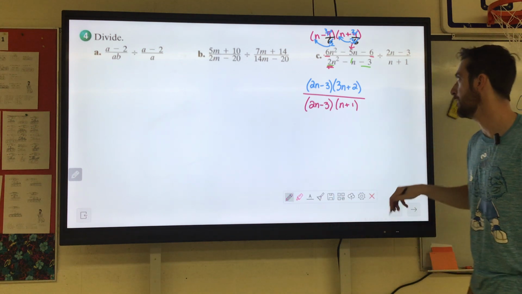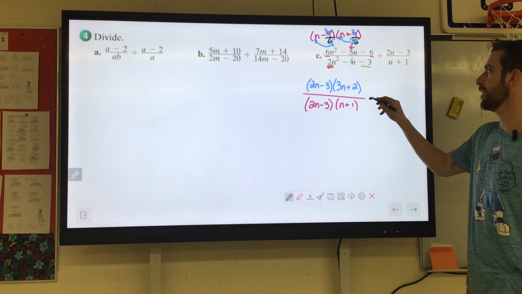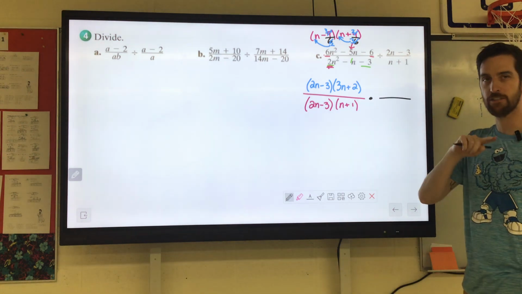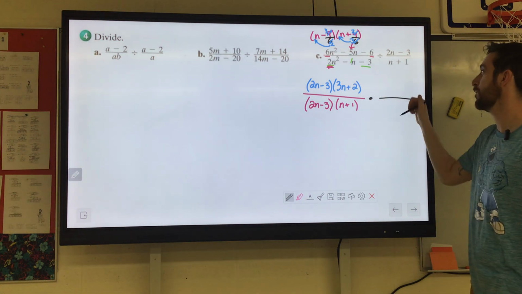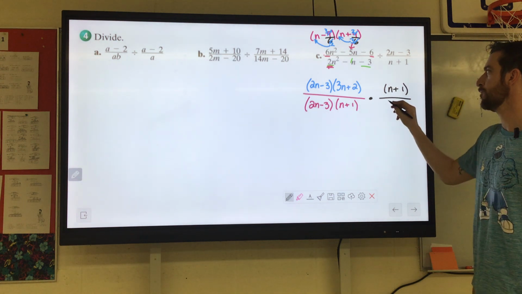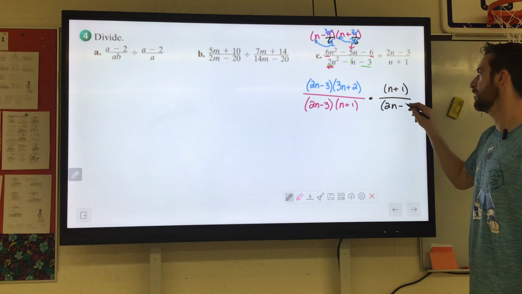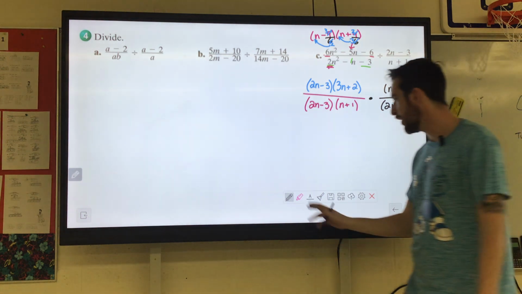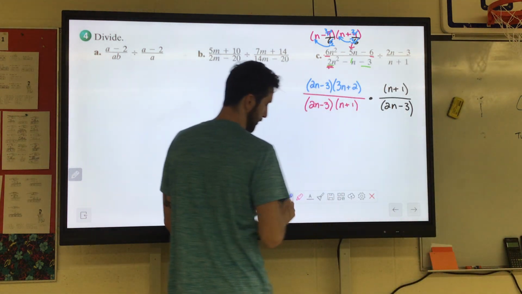I tell you what, we're going to change this to multiplication. We're flipping this fraction upside down. So now the n plus 1 becomes the numerator. The 2n minus 3 becomes the denominator. And now we're ready to cancel.